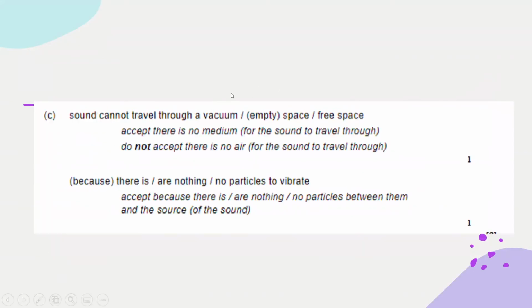Okay, let's go through the answers. Sound cannot travel through empty space. Remember, sound needs a gas, solid, or liquid to travel through. So sound cannot travel through a vacuum, empty space, because there's no medium to travel through, as there are no particles to vibrate. Sound is all about particles vibrating, so if there are no particles, there can be no sound. This is different to light, because light can travel through the vacuum of space, but sound needs particles to vibrate.